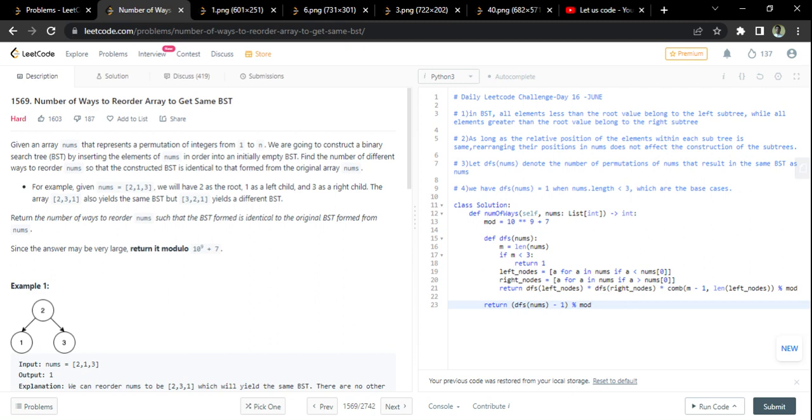Okay? But if you talk about this thing, here the root itself is changing. Here the root becomes 3. Here the root was 2. So this particular answer is a totally different BST. So return the number of ways to reorder nums such that the BST formed is identical to the original BST formed from nums. Since the answer is large, return it modulo 10^9 + 7.